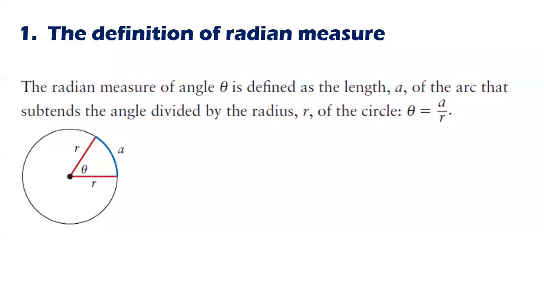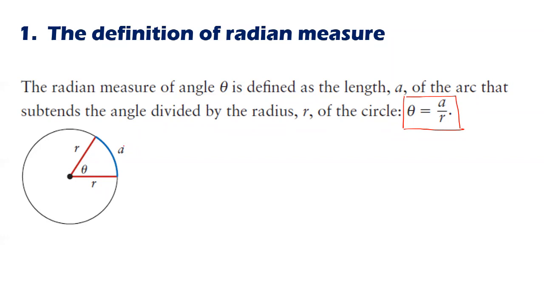Okay, so first of all, let's have a look at the definition of radian measure. The radian measure of angle theta is defined as the length A of the arc that subtends the angle divided by the radius R of the circle. That is, theta equals A over R. Do you understand? This is the definition of radian measure.